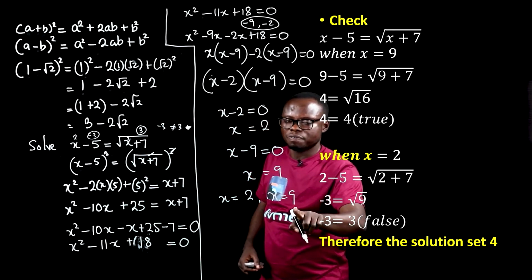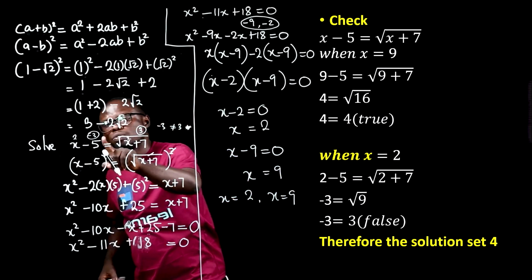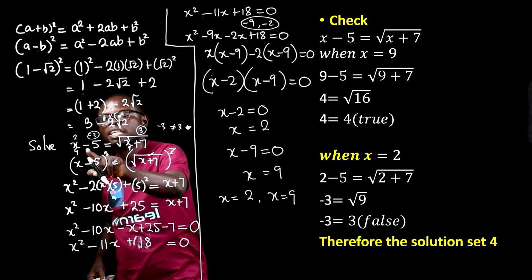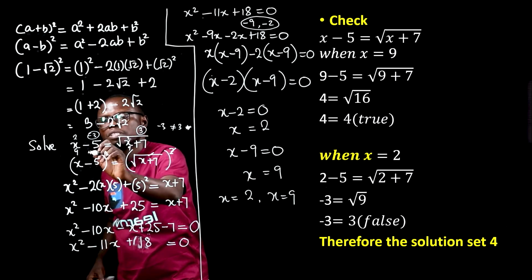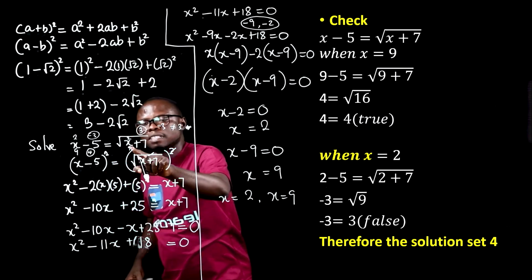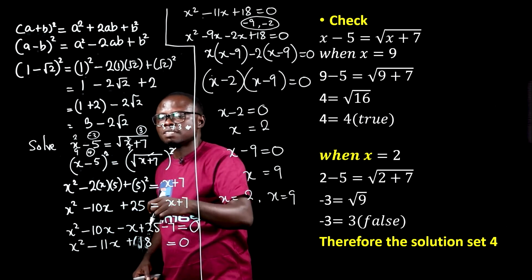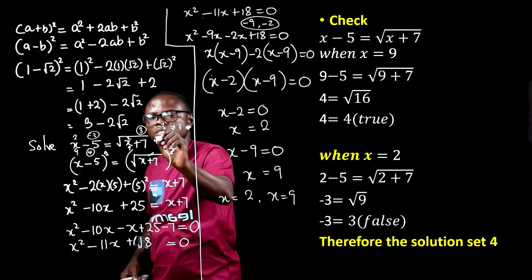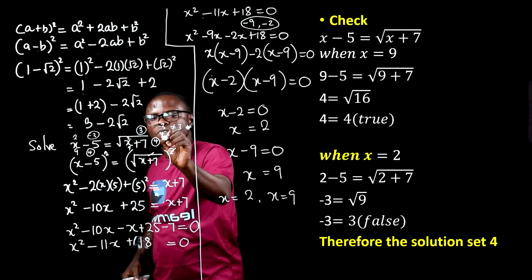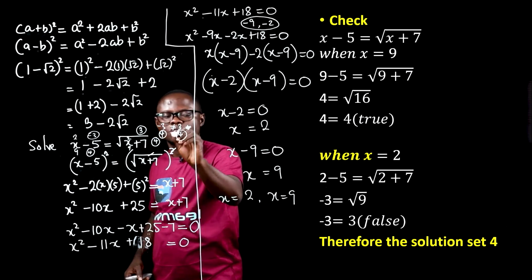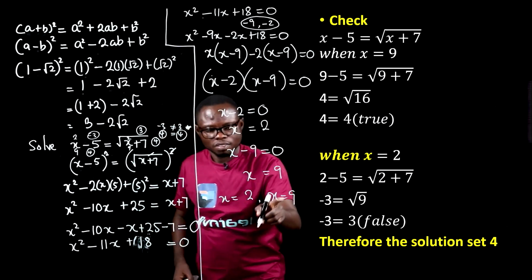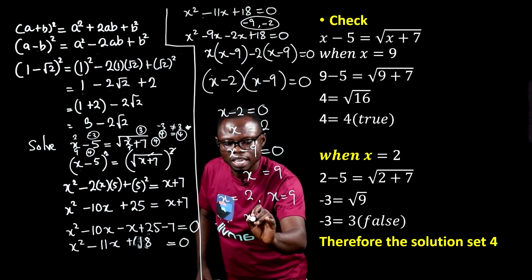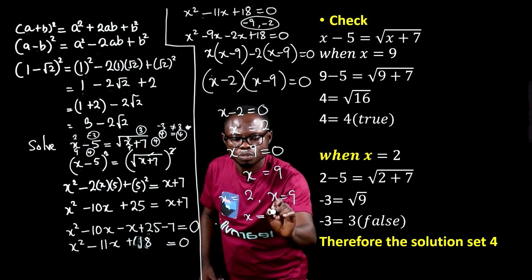Let's go and verify with when x is equal to 9. We do the same thing. When I plug in 9 here, 9 minus 5, I get a positive 4. 9 plus 7 gives us 16. The square root of 16 is also positive 4. So it means 4 is equal to 4. Therefore, the answer that goes with the original equation is x equal to 9.